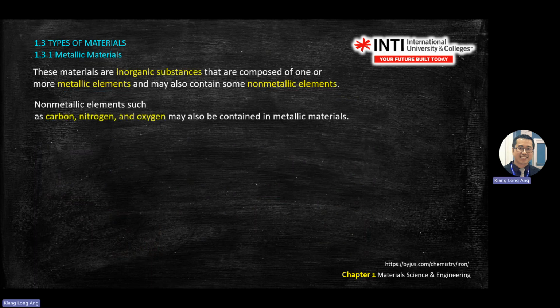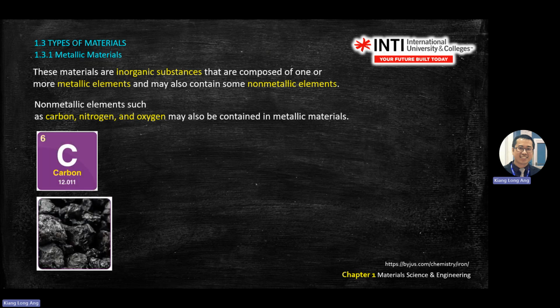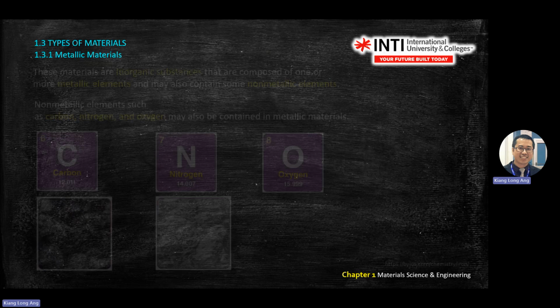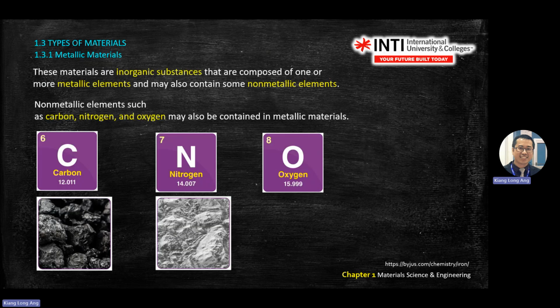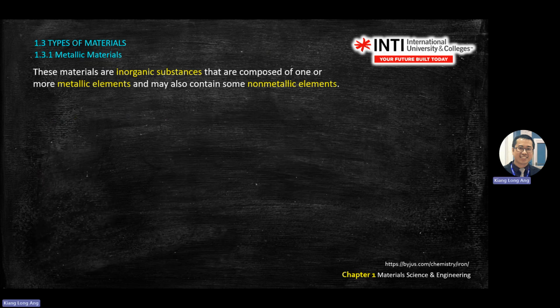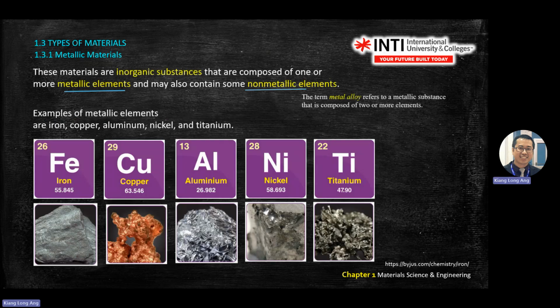Non-metallic elements, carbon, nitrogen, oxygen may also be contained in metallic materials. These carbon, nitrogen, oxygen are very popular elements in this module because you can combine them to form another type of new material. The popular materials for this module are also these 5 main ingredients: iron, copper, aluminum, nickel, and titanium. In another chapter, when we come to phase diagrams, you will see these 5 main elements again.